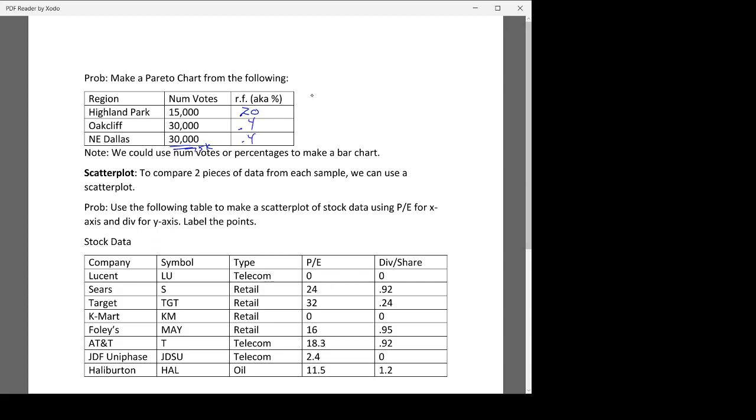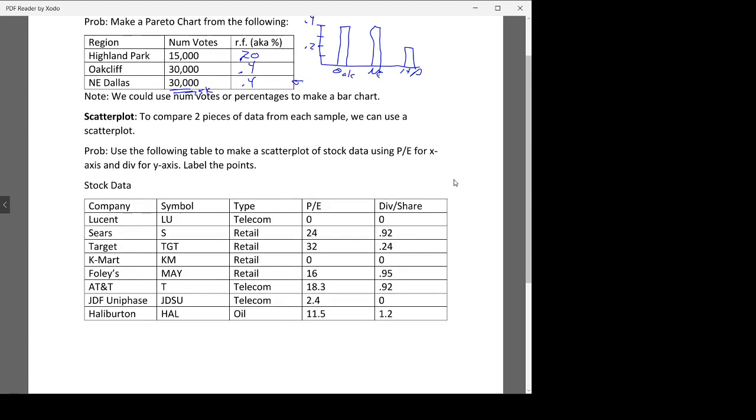So a Pareto chart would say, well, you don't want to put Highland Park first. That's not the highest one. You have to put one of these two first. I'll take Oak Cliff, and then Northeast Dallas, and then Highland Park. So here we'd say 0.4, 0.2. So you'd say Oak Cliff is 0.4, and see how this is not continuous data, so I'd put a little space, and then 0.2. So that's how the bar chart would look for one of those. You wouldn't touch them because they're not classes, generally.